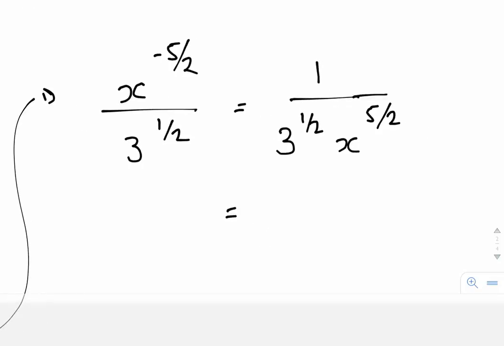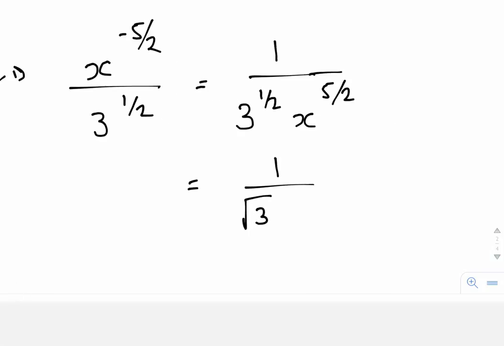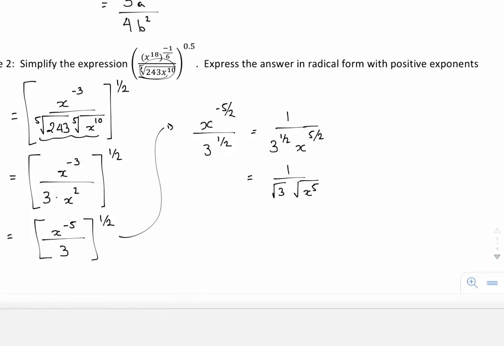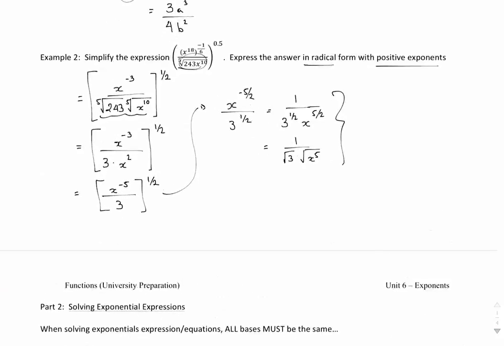And if I rewrite that, I get 1 over root 3, and then I can have root x to the 5. For the last step, I think either one of these two is acceptable because I do have positive exponents in the second last one, or I can write it in radical form in the last one. Either one is fine. Next, we're going to look at exponential equations.